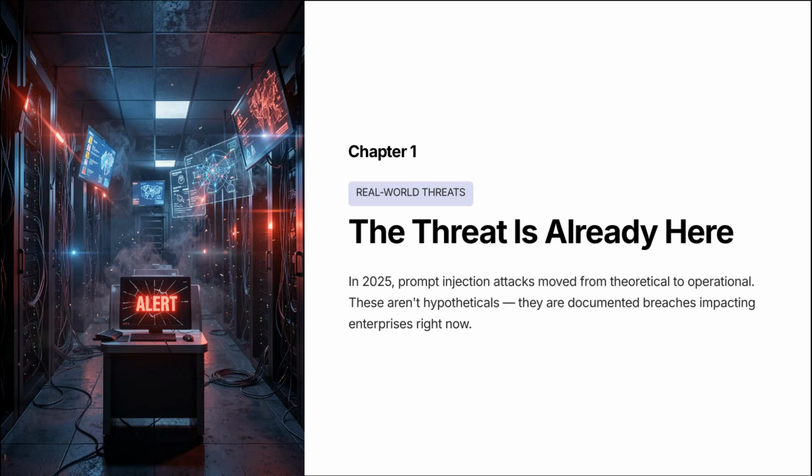Chapter 1 focuses on real-world threats. The key point here is that prompt injection is no longer just a research concern or a future possibility. By 2025, it became an operational security issue with documented incidents affecting real organizations. That matters because it changes the conversation from what could happen to what is already happening in enterprise environments.